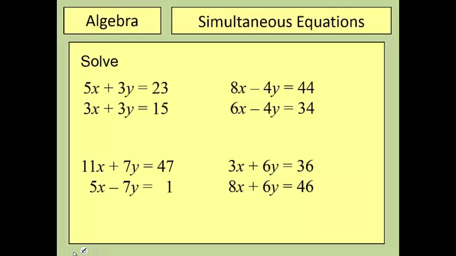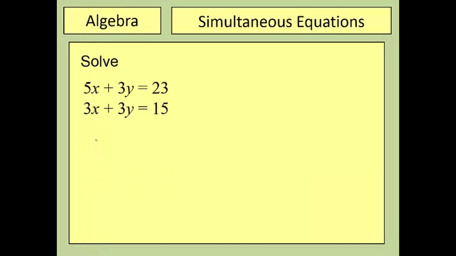Okay, here are the answers then. For the first question, we have a 3y and a 3y, and they're both positive, so I subtract them. 5x take away 3x, well, that's 2x. And 3y take away 3y is nothing, and 23 take away 15 is 8. And if 2x is 8, x must be 8 divided by 2, which is 4.